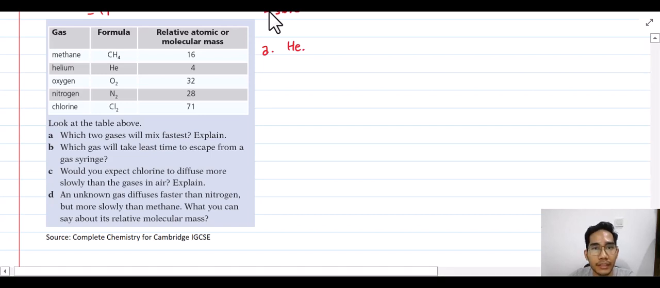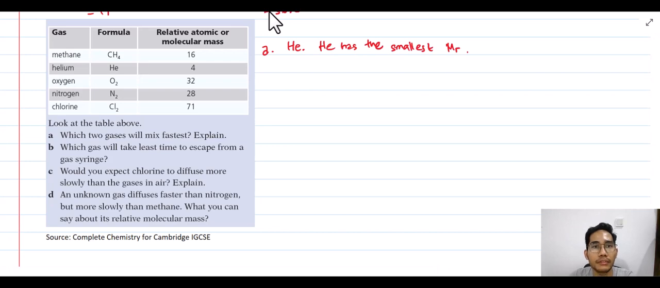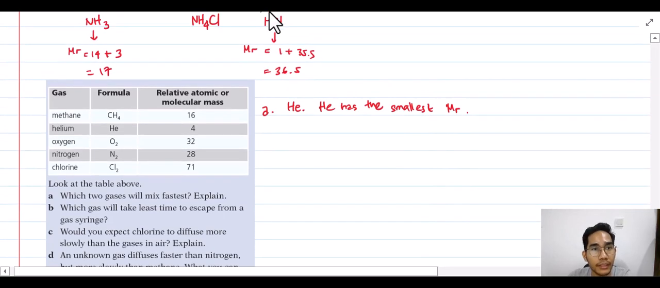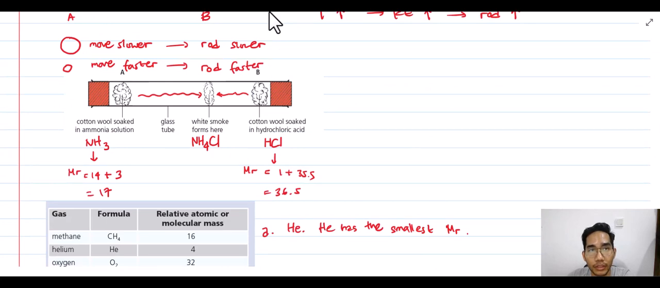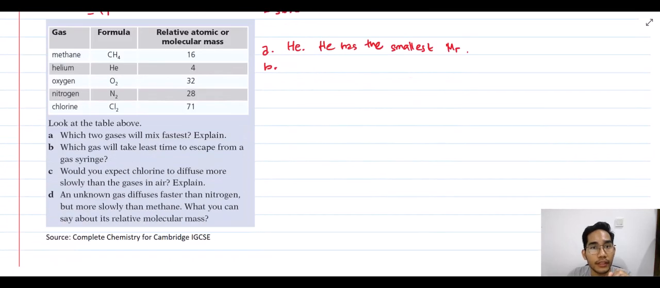Because again, helium has the smallest MR, or relative atomic or molecular mass. Remember that the lighter the molecule or the particle, the easier for them to move, hence the faster the diffusion. Alright? And now let's continue with B.